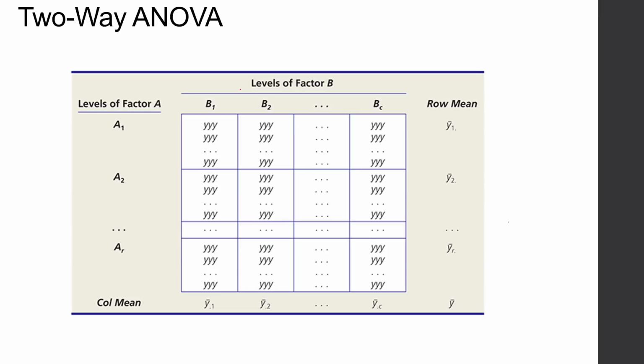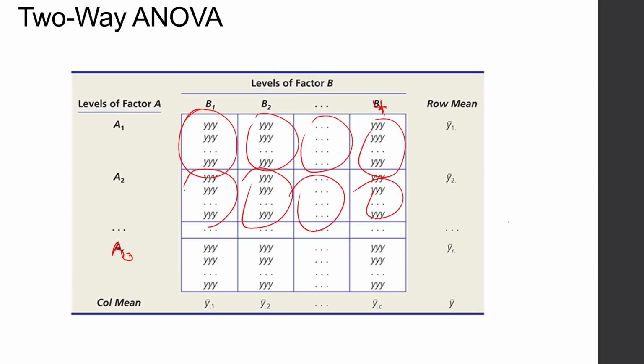So here's a picture of a two-way ANOVA setup. Let's say that we have 3 levels of factor A and 4 levels of factor B. We can picture that A1, B1, so every combination of treatment levels is hit, right? A1 with B1, A1 with B2, A2 with B1, A2 with B2, etc. And it's replicated, meaning there's more than one observation in each of these cells.